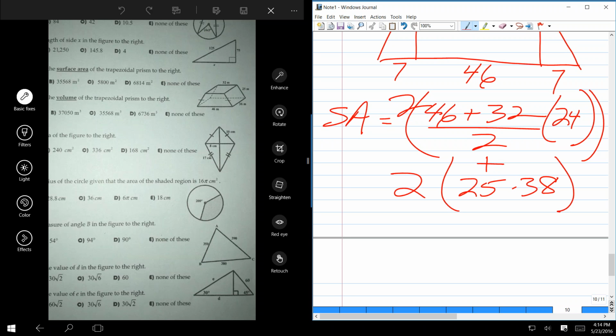The only two left are the top and the bottom. So then 32 times 38 plus 38 times 46. Okay, I'm just checking. Okay, plus what? Oh, 38 times 46. That's it. That'll give you the total surface area of that thing.